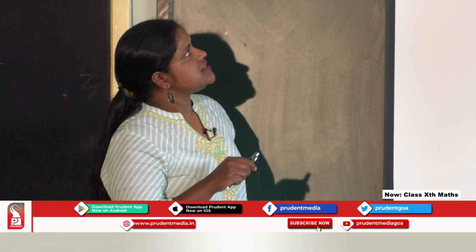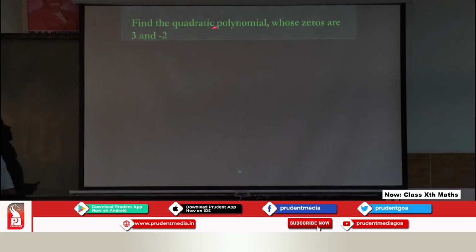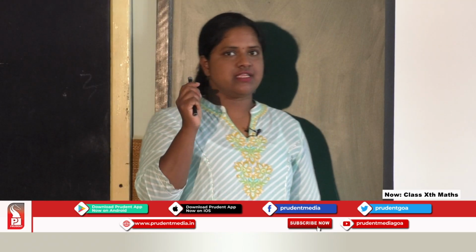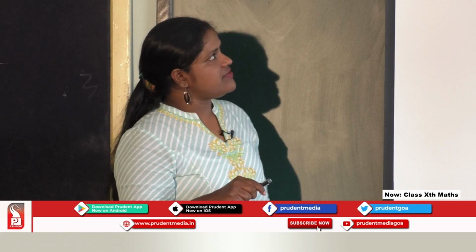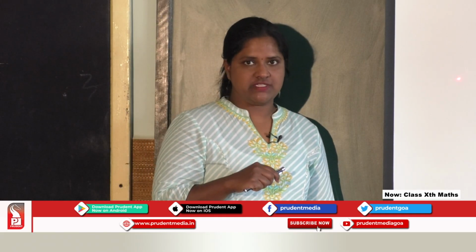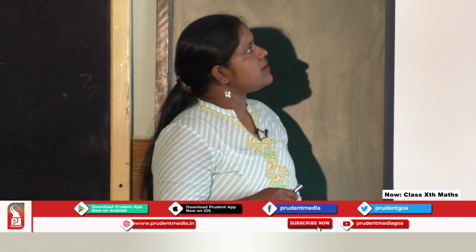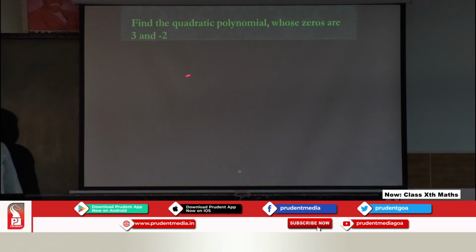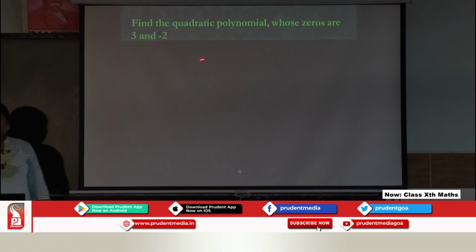So let us focus on this problem now. Find the quadratic polynomial whose zeros are 3 and minus 2. If you see, students, in the previous problem the sum and product of zeros were given. Sum was given as well as product was given. But in this problem sum and product are not given, here directly the zeros are given, and the two zeros given here are 3 and minus 2.